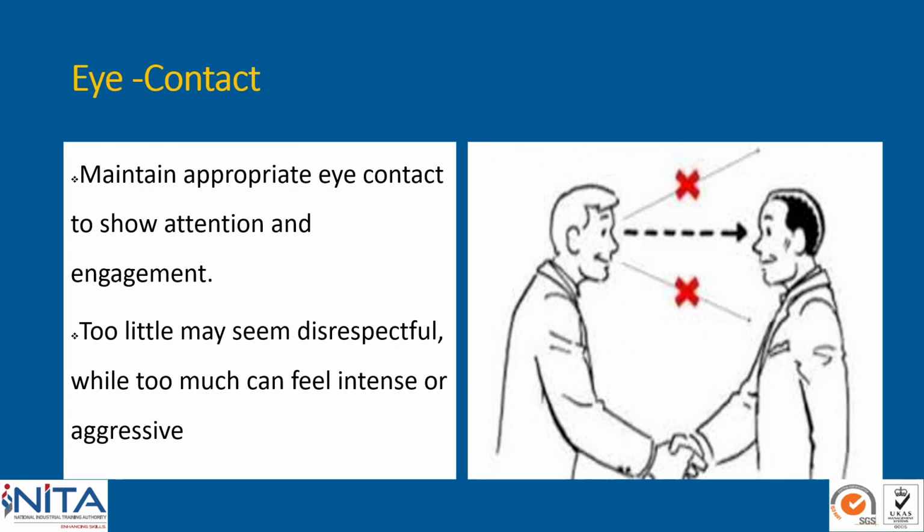The next form of nonverbal cue that we're going to look at is eye contact. It is considered polite to maintain eye contact when you are having an oral engagement with a person, because this shows attention and also engagement. Too little eye contact may seem disrespectful, while too much can feel intense or aggressive.